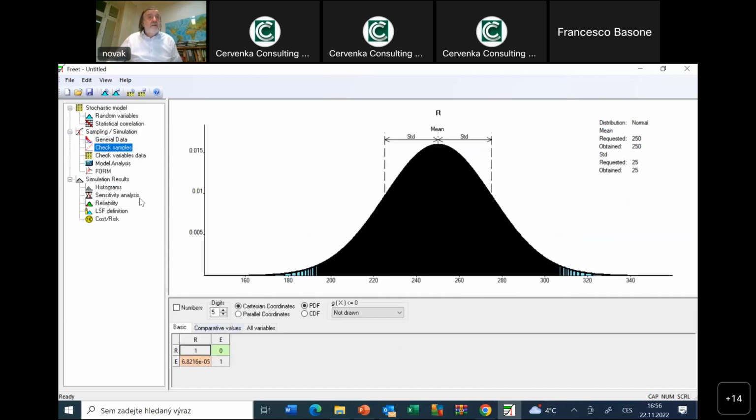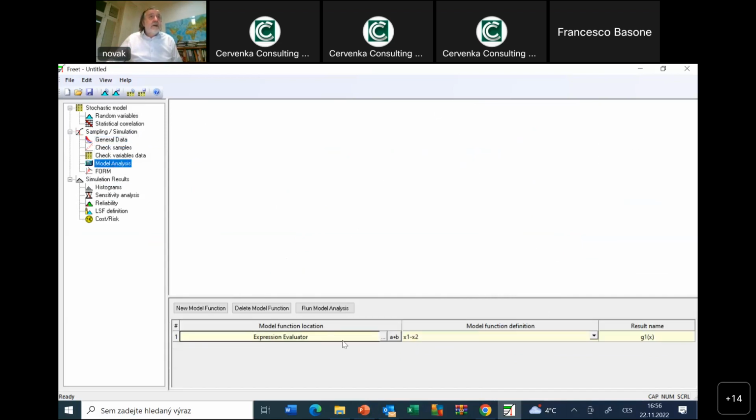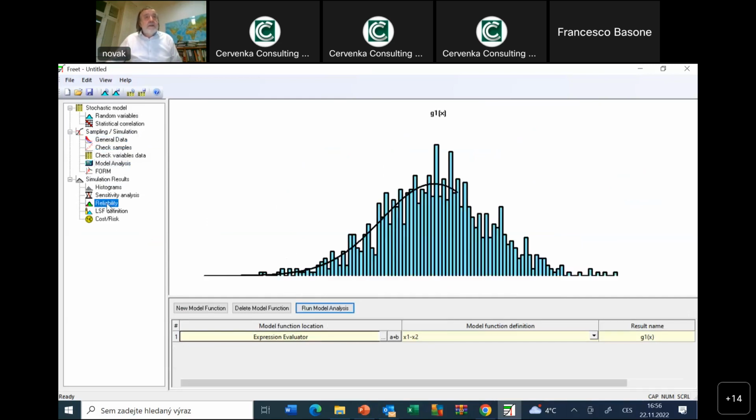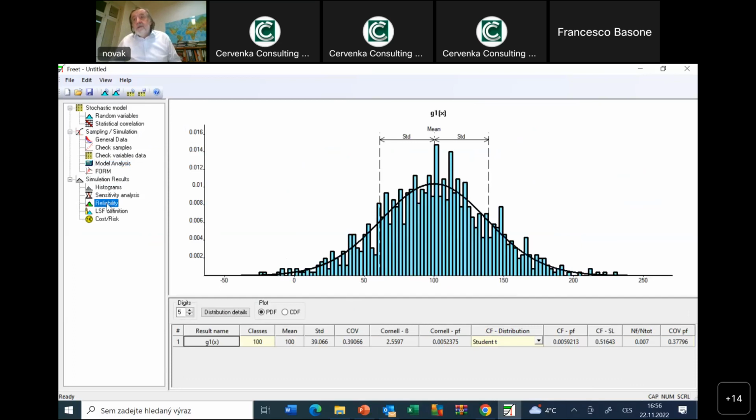You can see it's the same: run model analysis, and reliability. I am somewhere here, right? And you see the zero shifted to the left tail, and this part is much smaller, and the failure probability is much smaller, right? 7 to the power of minus 3, but you can see we still need 1,000 simulations here.